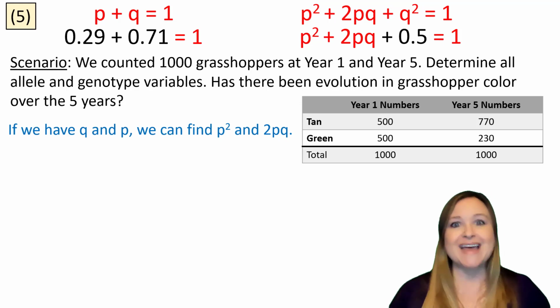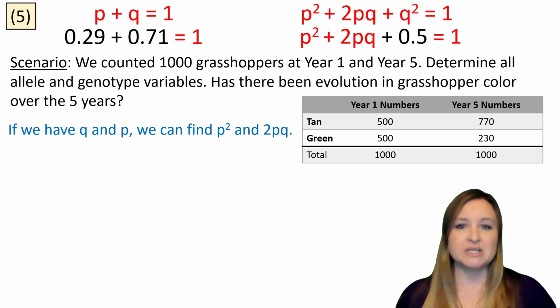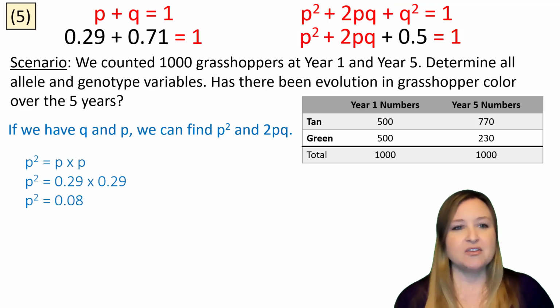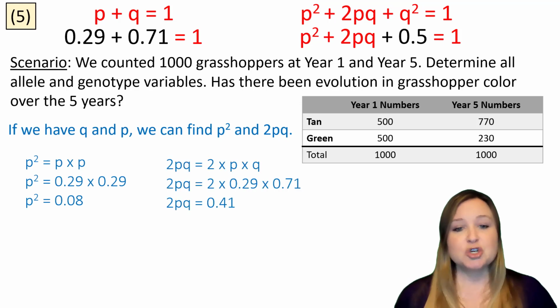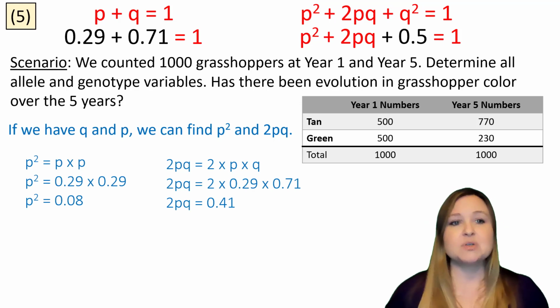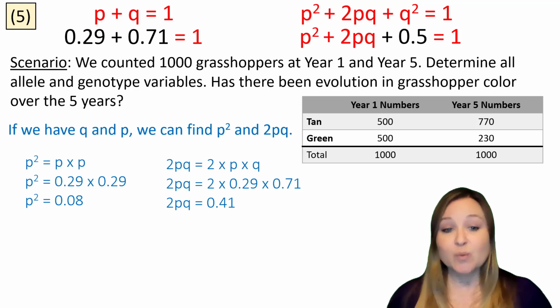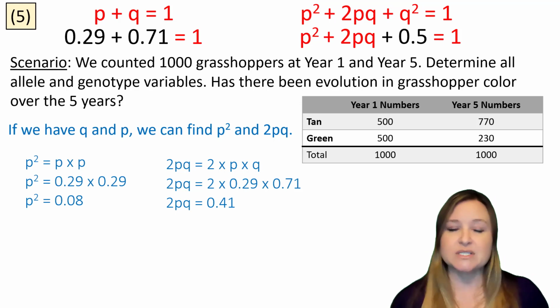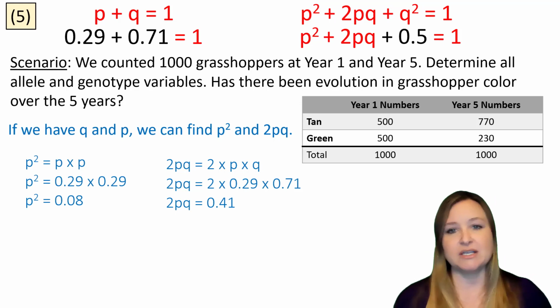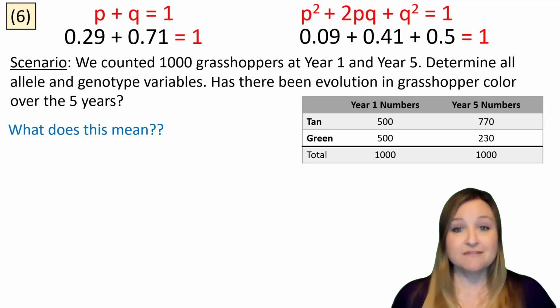But we have P and Q. So we can now easily figure out P squared and 2PQ, right? If P is 0.29, well, P squared is just 0.29 times 0.29. So P squared is 0.08. And similarly, 2PQ is just going to be 2 times P times Q. So 2 times 0.29 times 0.71. So 2PQ is 0.41. That's the frequency of the heterozygous population. Let's go ahead and fill that in now.